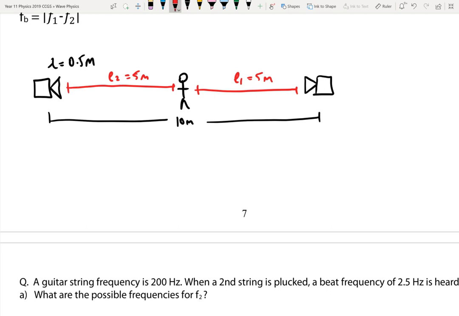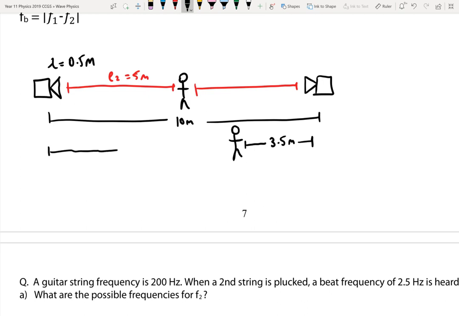Now, let's move this person. Let's place him. Now, you could keep that diagram there if you want. Let's just draw him. Let's suppose that he moves here. And I'm going to make the maths really, really easy. So there's not going to be any 1.84 crap. Let's just say that he moves so that he is 3.5 meters from the right speaker. And then by arithmetic, he must be 6.5 meters from the other speaker.